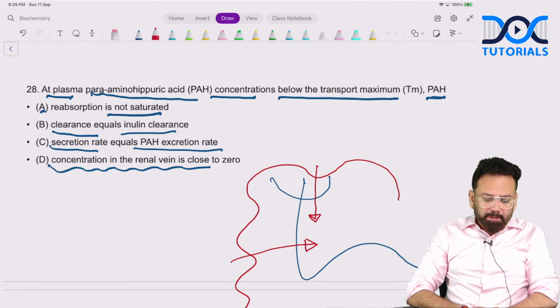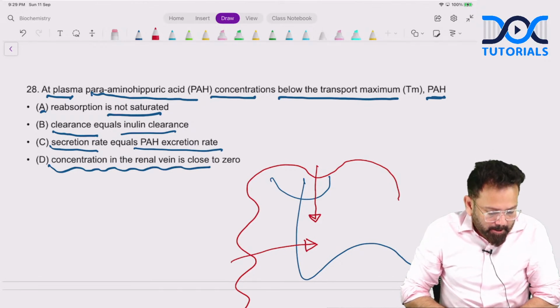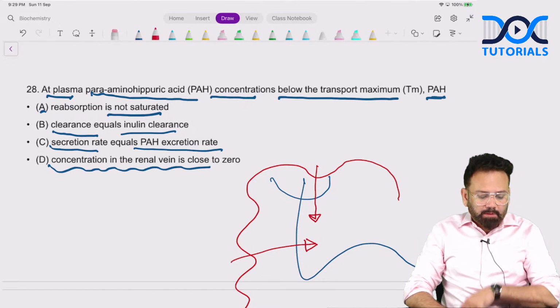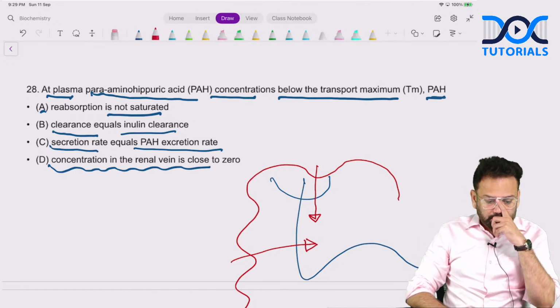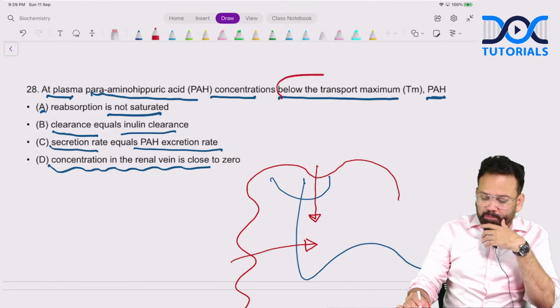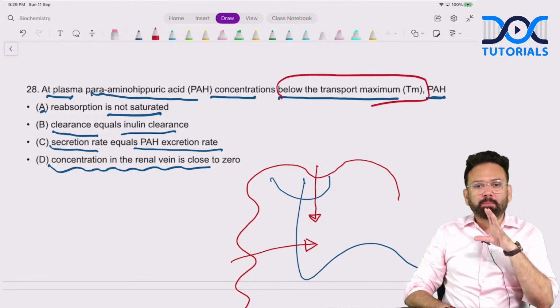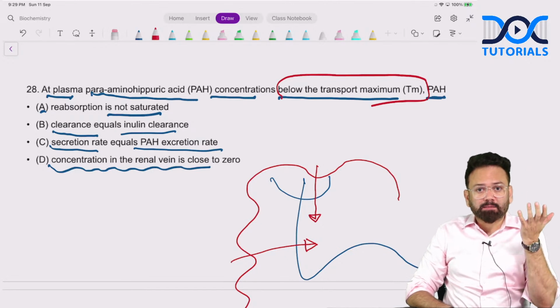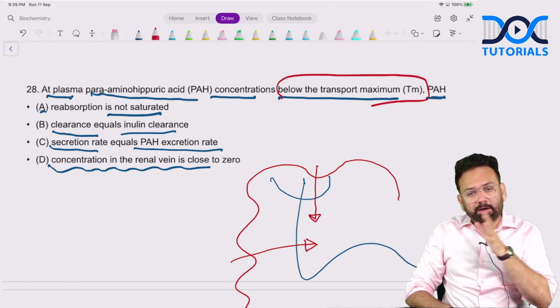What is the answer? Let me see the answer, then I will explain it. Yes. If it is below transport maximum, no problem. If it is below Tmax, a problem arises when it is above Tmax. It cannot be secreted fully. It will go in the vein.